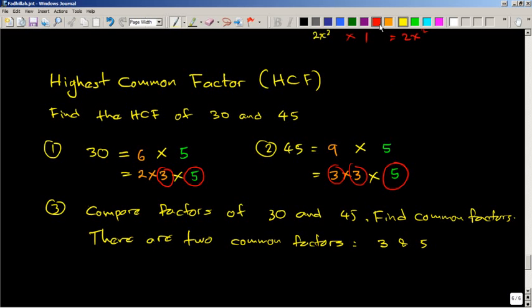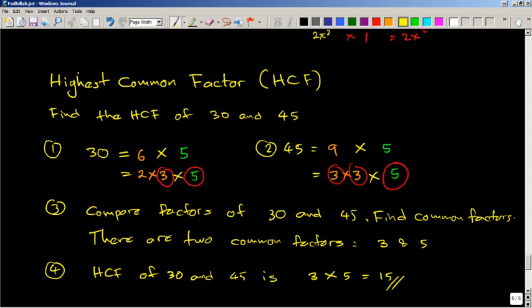And then step number 4, the last step, is to multiply the 2 common factors there. HCF of 30 and 45 is 3 times 5, which is 15. So this is the answer. HCF for 30 and 45 is 15. Okay?